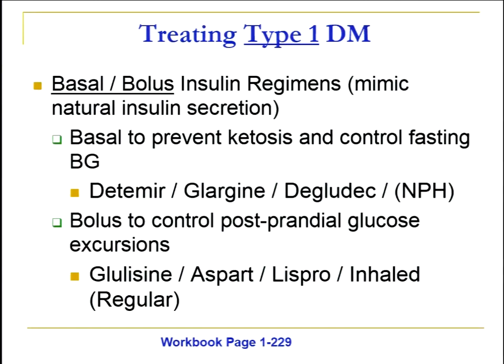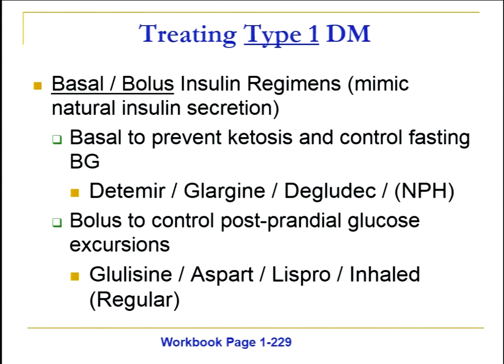In the treatment of type 1 diabetes, whether we're using pumps or injections, we're trying to mimic the natural physiological insulin secretion the body normally does. You have a certain amount of basal insulin secretion all day long and all night long to try to prevent ketosis in the body. When you eat a meal, whether it's breakfast, lunch, or dinner, you have a very big spike in insulin secretion immediately after the meal to combat that postprandial hyperglycemia. This is what we try to do with what we call basal bolus insulin regimens.